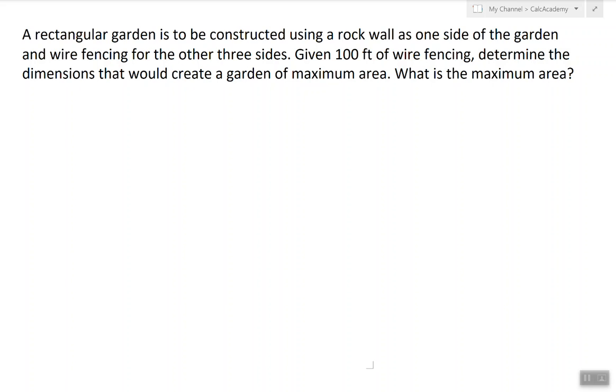In this video, I will show how to do an optimization problem with the constraint. So let's read the question, and here we have a standard garden problem where we're constructing a fence with one side already fixed, so we can only control the two widths and the length.